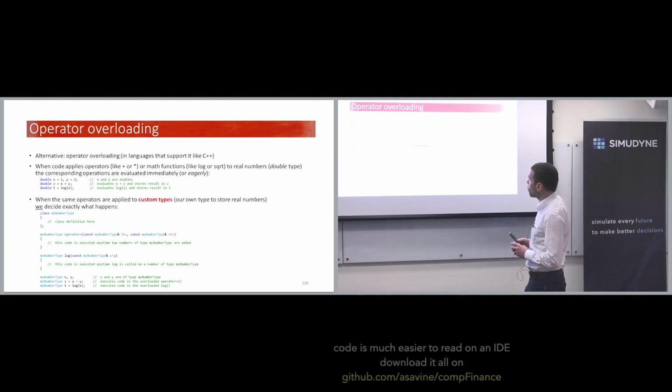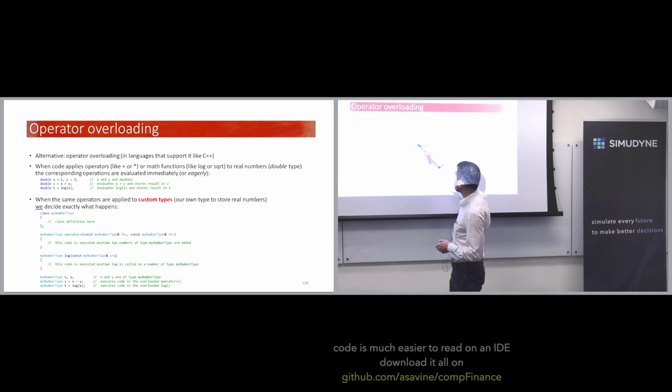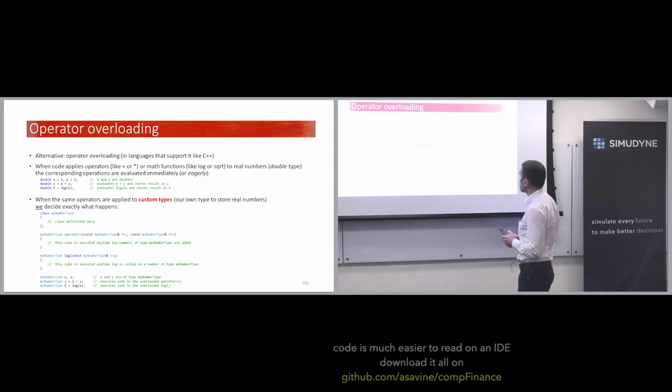When we have code that applies some operators like addition or multiplication or some math functions like log or square root to real numbers, which are usually represented by the double type in C++, then the corresponding operations are evaluated immediately. In computer science, we say eagerly.